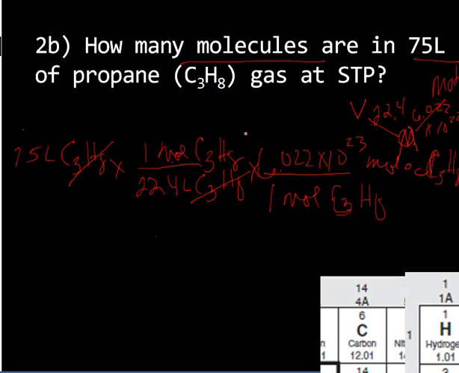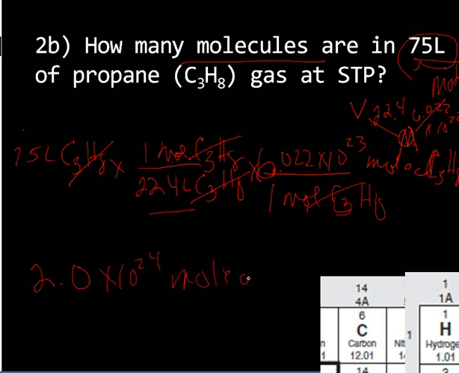Alright, now I can cancel out moles of C3H8. So I'm left with 75 times Avogadro's number, 6.022 times 10 to the 23rd, divided by 22.4, and when I do that, I get 2.0. I want two sig figs, right? 2.0 times 10 to the 24th molecules of propane.